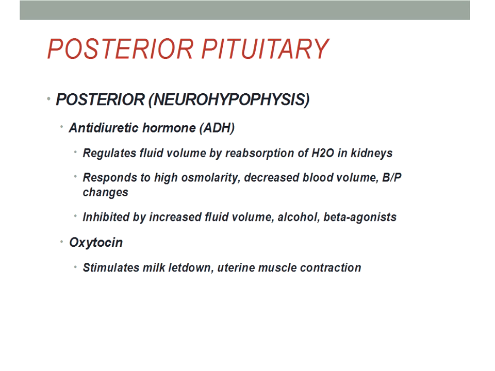Oxytocin is released from the posterior pituitary when there is stimulation of mom's nipple, and it stimulates milk letdown. It's important also for uterine muscle contraction, which you'll learn more about in OB. It helps for the uterus to contract and then shrink after delivery.